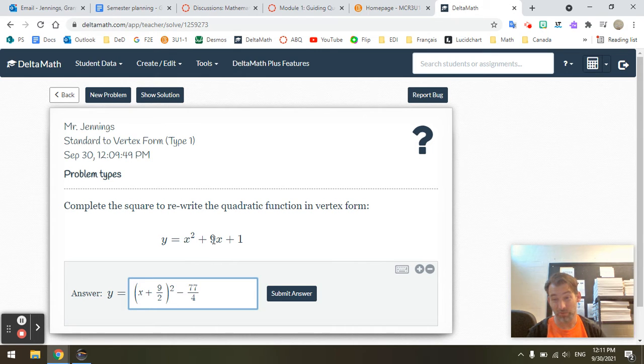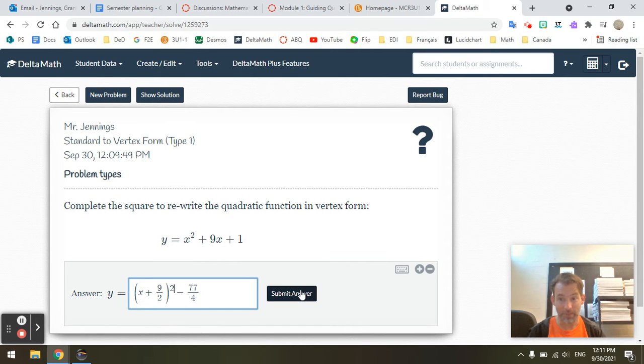I can't do 4.5 squared in my head. It's a little too annoying. It's much easier for me to do 9 over 2 squared in my head because that's just 81 over 4. So I'm going to add 81 over 4 and subtract 81 over 4. The part that I added is going to be included in here. The part that I subtracted is, I took 1 away from 81 over 4. 1 is 4 over 4. And so 4 over 4 minus 81 over 4 is negative 77 over 4.